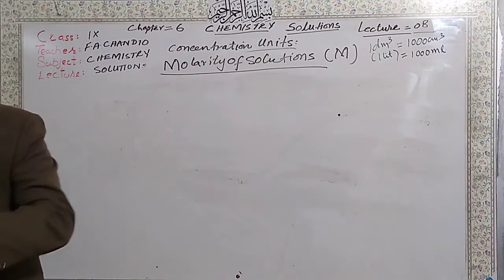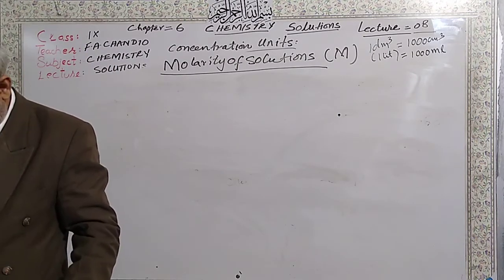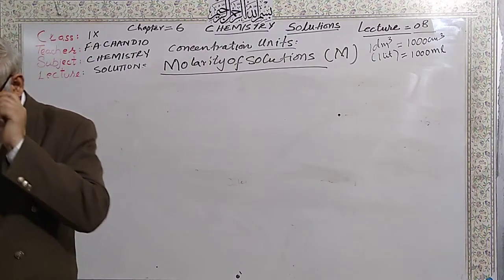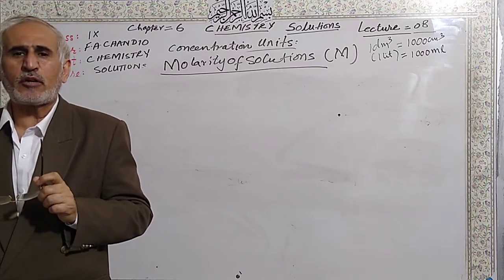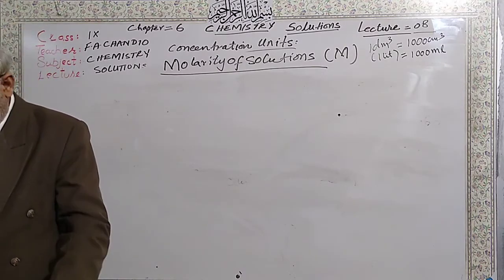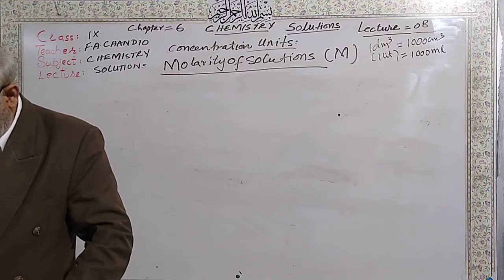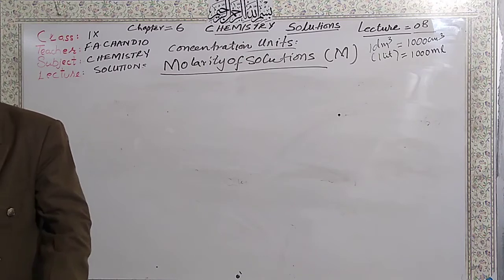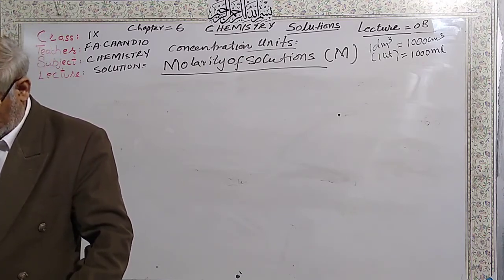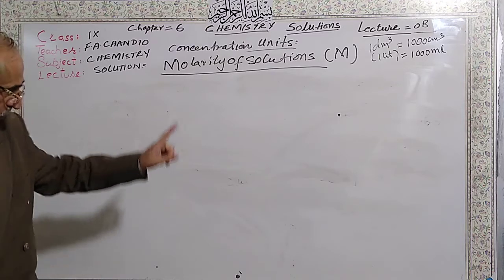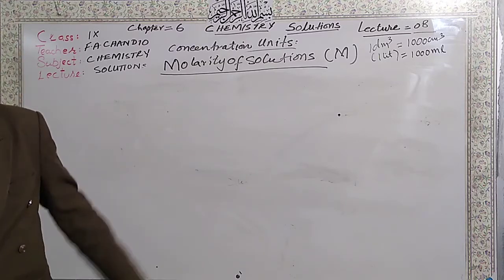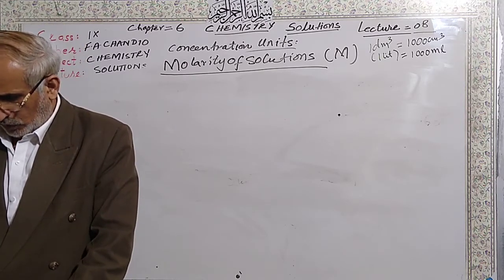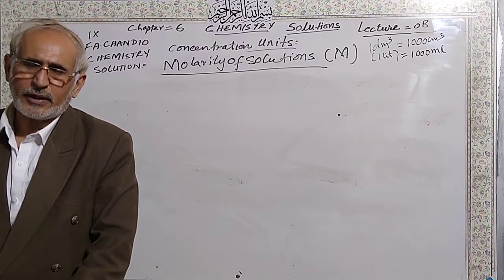Now, if you see your book, self-assessment exercise 6.4. Potassium chlorate, a white solid, is used in the match industries and dyes. Calculate the molarity. Again, it is the same as what we solved here. 1.5 moles, moles given. Volume 250 centimeter cube. Divide this in the same way.